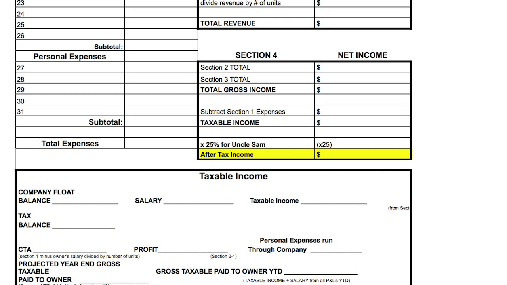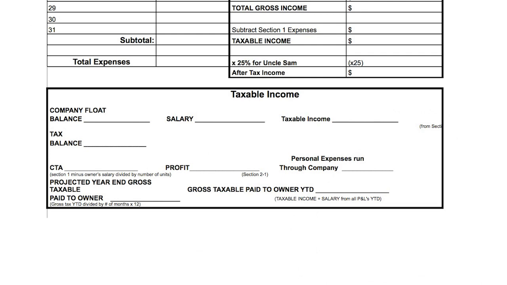Section 4 is the math. Now we can move to the bottom box. Now, if you are a W-2 loan rep, you are not going to fill out very much in this bottom box. I'll tell you what you need to fill out. You're going to need to fill out taxable income, and you just bring that down from section 4. You are going to fill out your profit, which is section 2 minus section 1.